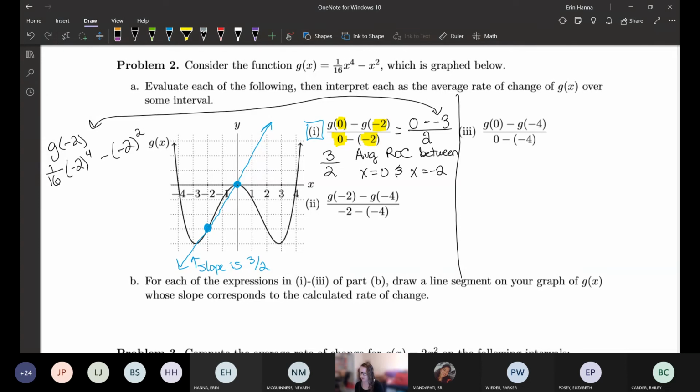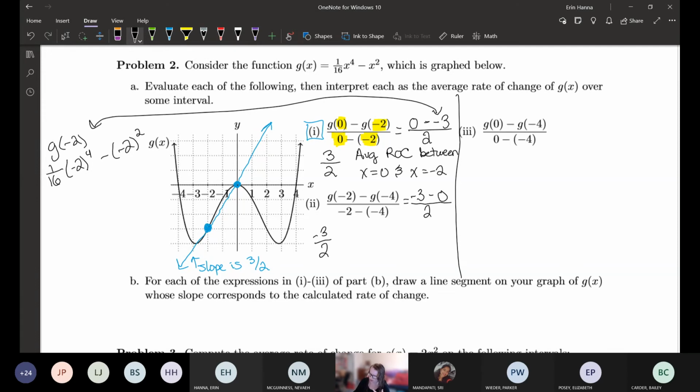Looking at the second one, g of -2 minus g of -4, if we plug in -2 to the function, we found that last time. We would get -3. And then if we plug in -4 to the function, we're actually going to get 0. Also, since we have the graph, you can triple check that I'm not lying to you. The graph at -4 is at 0. So plugging in -4 would give us 0 as well. And then -2 minus -4 would give us +2. So we'd end up with -3/2 as our average rate of change.